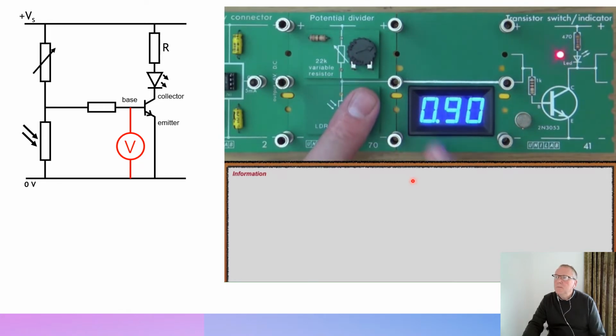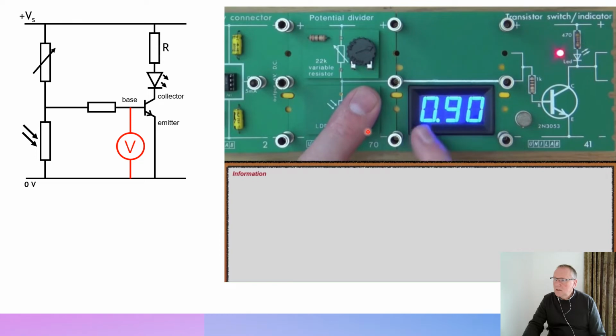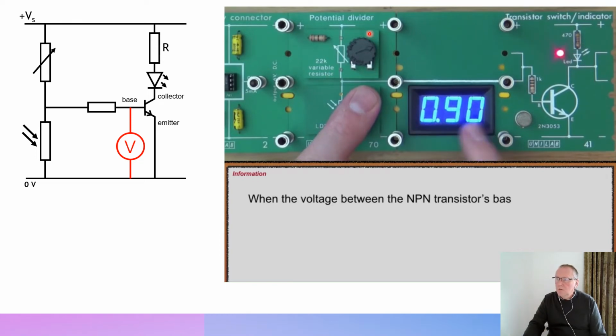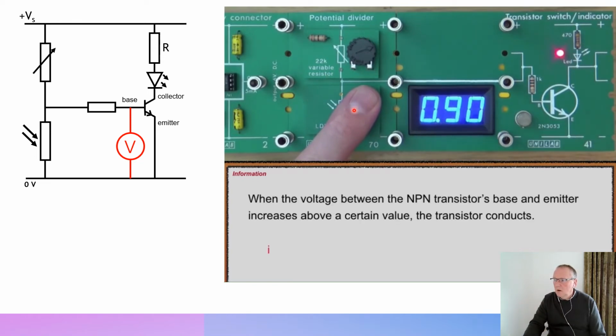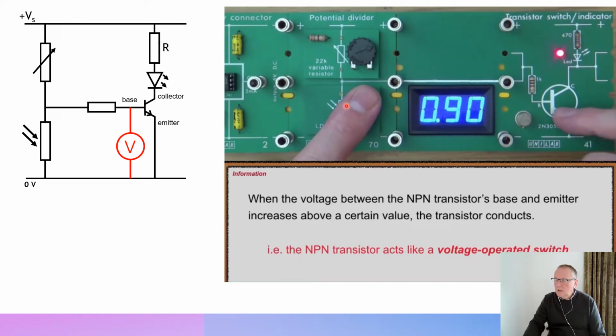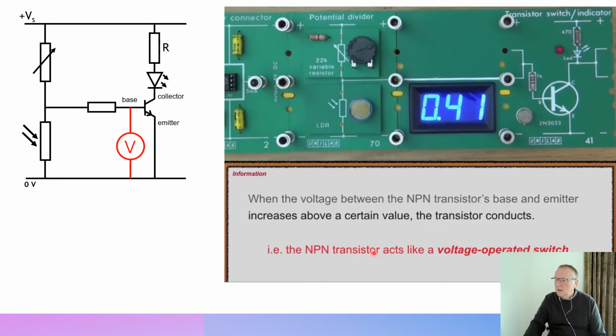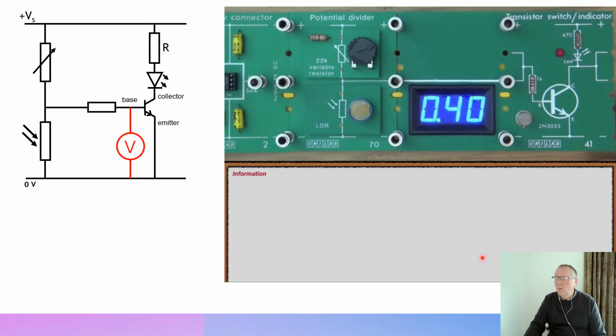So you can see that in this case, you don't need to adjust the variable resistor to make the voltage increase, because if the voltage across the LDR is above 0.7 of a volt, it's actually 0.9 of a volt, you can see the transistor conducts and current will flow from your 0 volts here through the transistor, through the LED up to the plus there. Current is flowing through that. So this transistor acts like a voltage operated switch. It's an automatic electronic switch.